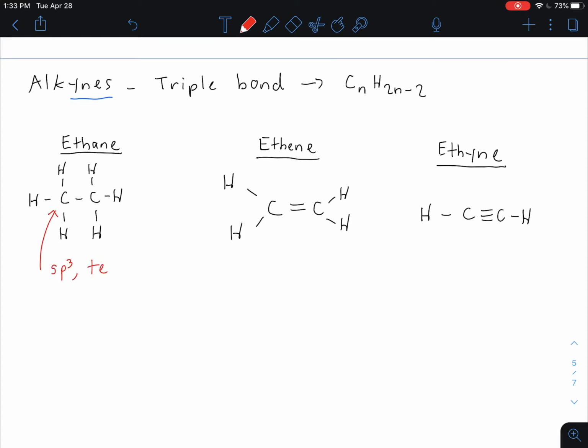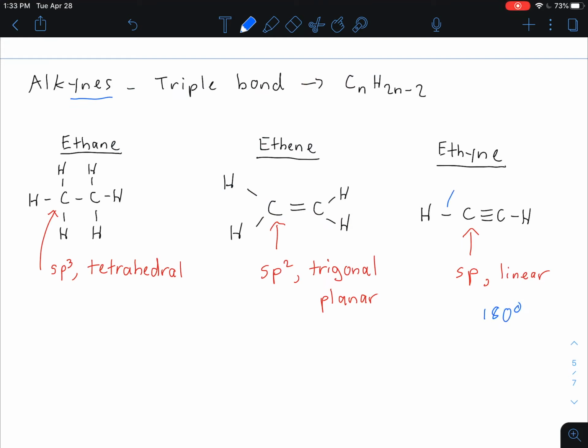So last time we were labeling our carbons. For ethane, it would be sp3 tetrahedral. For ethene, sp2 trigonal planar. And so that makes the carbon in ethyne sp and linear. So this gives us a bond angle of 180 degrees.